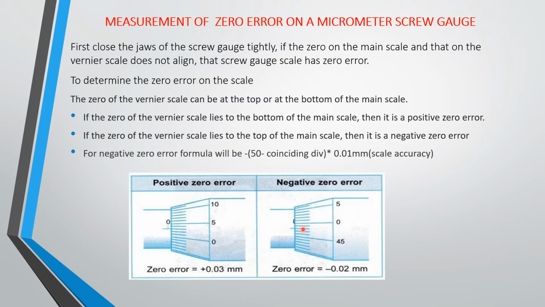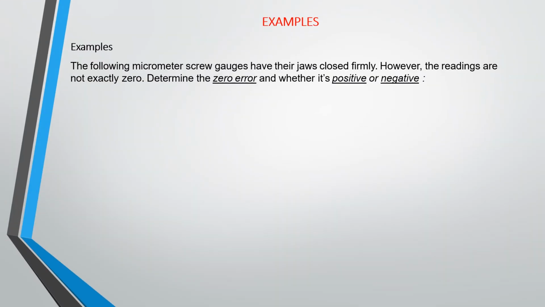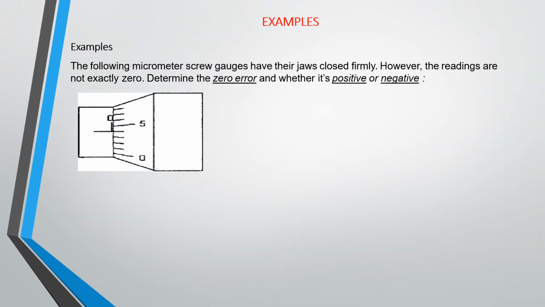Alright, so right away we'll go to some examples and see how this can be done, to drive home the point that I've just stated. This question says that the following micrometer screw gauges have their jaws closed firmly. However, the readings are not exactly 0. Determine the zero error and whether it is positive or negative. So let's look at this particular one.